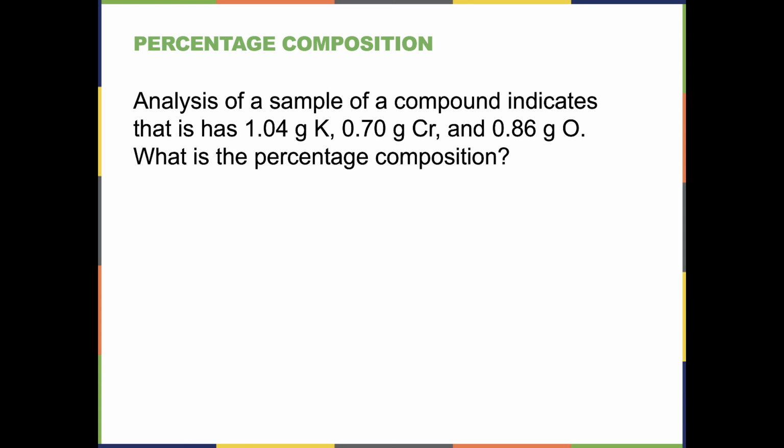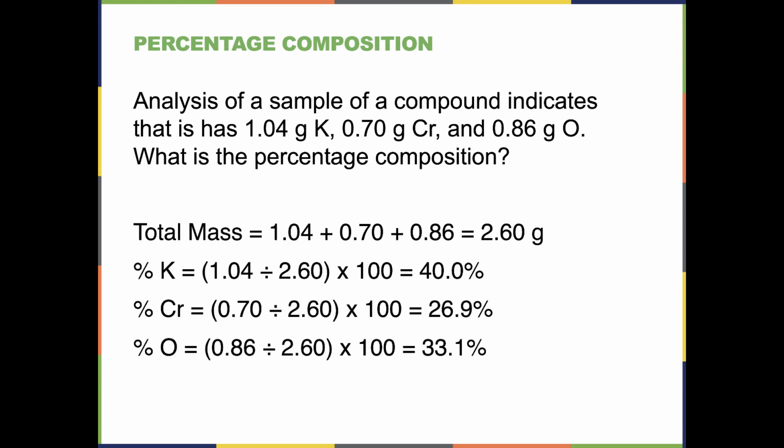So let's take a look at some examples. Here's one where we do an experiment and we say that a compound has 1.04 grams of potassium, 0.7 grams of chromium, and 0.86 grams of oxygen. What's the percentage composition? First of all, you have to add all three up so you know the total mass. 1.04 plus 0.7 is 1.74, plus 0.86 is 2.60. So the total mass is 2.60. You have to have that first.